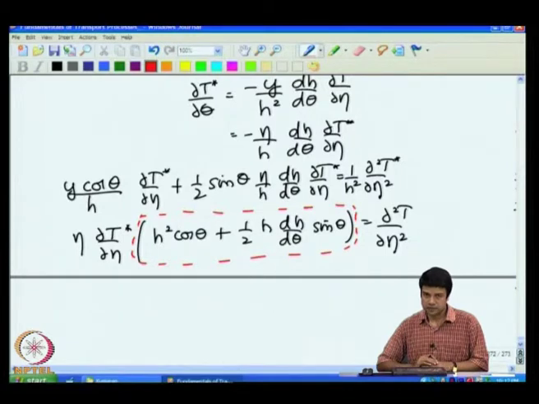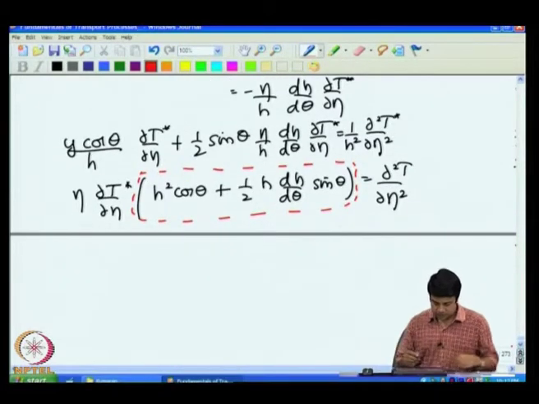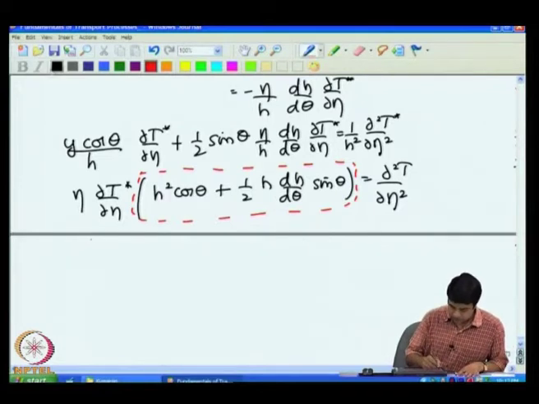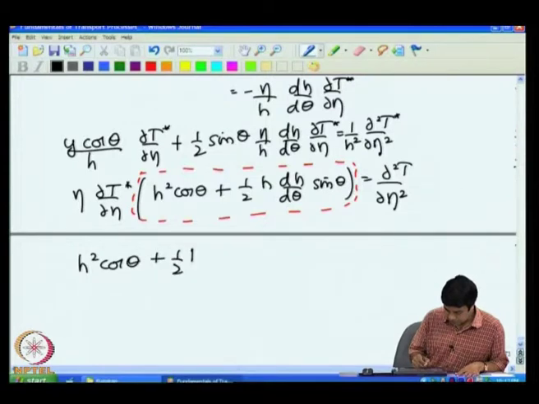The exact value does not really matter, because if I change h by some factor, the solution in terms of eta is going to change, of course, but the solution that I get in terms of r cannot change, because h is a scaling factor I have used to scale the coordinate. So, without loss of generality, I can assume, for example, that h square cos theta plus half h dh by d theta sin theta is equal to minus 2.